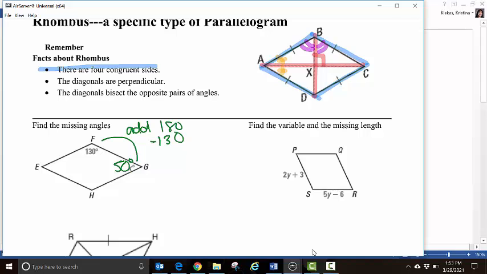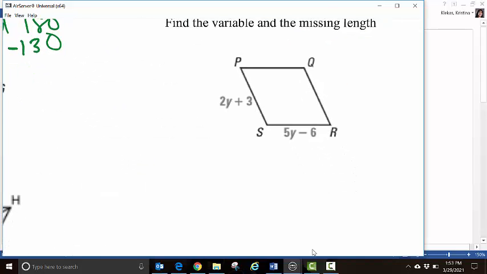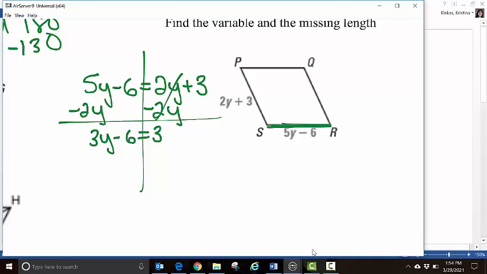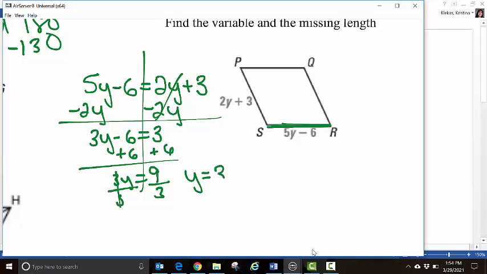Well, we know the sides are equal, so we could say 5y minus 6 is equal to 2y plus 3. So we are going to minus 2y from both sides, and we get 3y minus 6 equals 3. Add 6 to both sides, 3y equals 9. You should be writing this down. Divide by 3, and y equals 3.